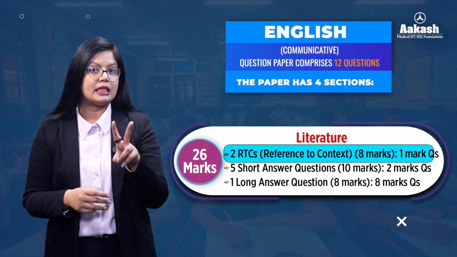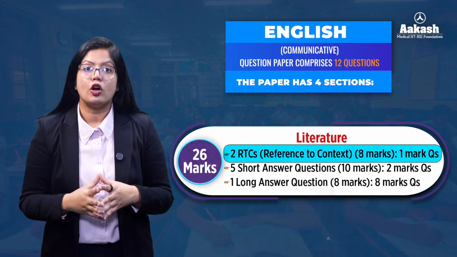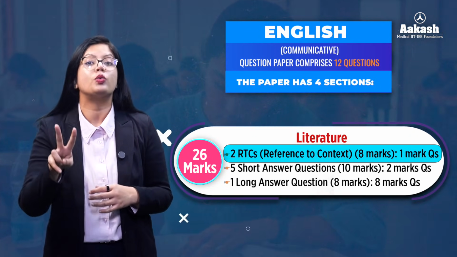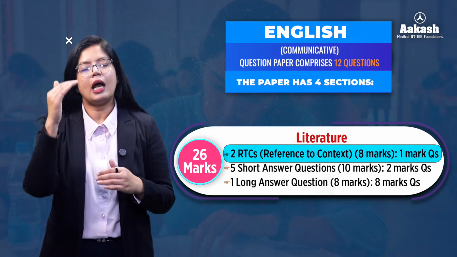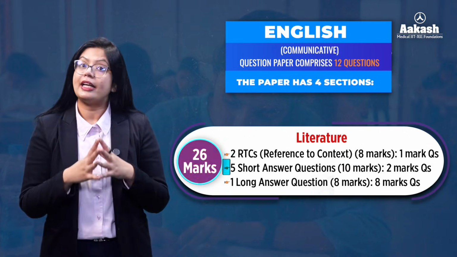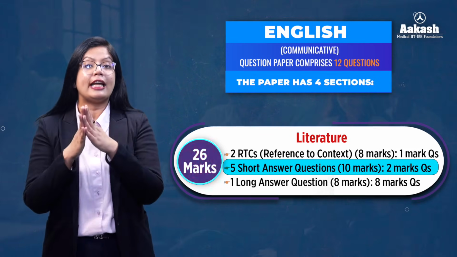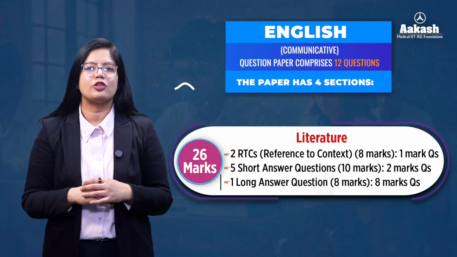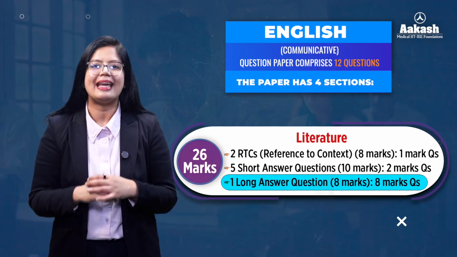There will be 2 RTCs again. Here the reference to context question carries a weightage of 8 marks. So you are supposed to answer 2 questions of 4 marks each. However, there will be subparts of 1 mark question each. Next, you will find 5 short answer questions carrying 10 marks. Again, each question is for 2 marks. And the last question would be a long answer question carrying 8 marks.